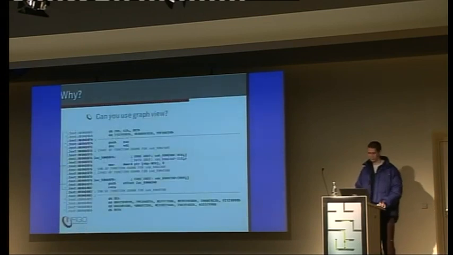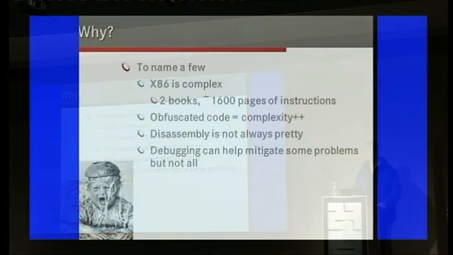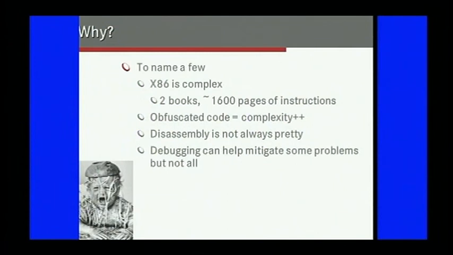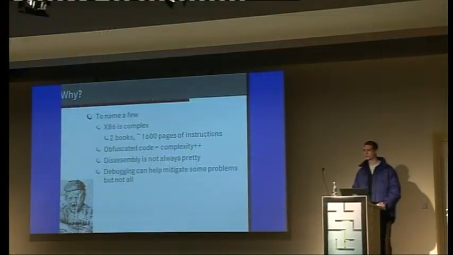So, the reason why I started this project is because the x86 architecture is complex. There are around 700 instructions, different opcodes, variations of instructions, semantic differences between similar instructions, and stuff like that. Most of you are familiar with the two books released by Intel on instructions. They contain about 1,600 pages just describing every instruction available.